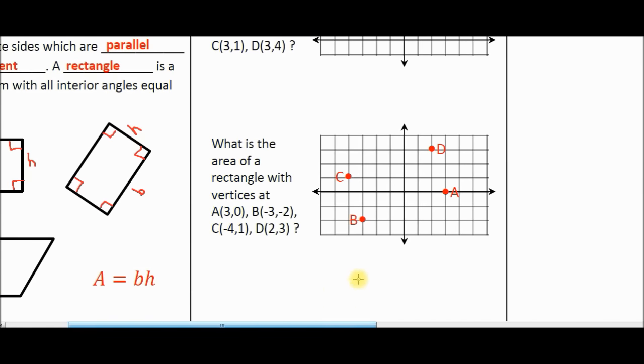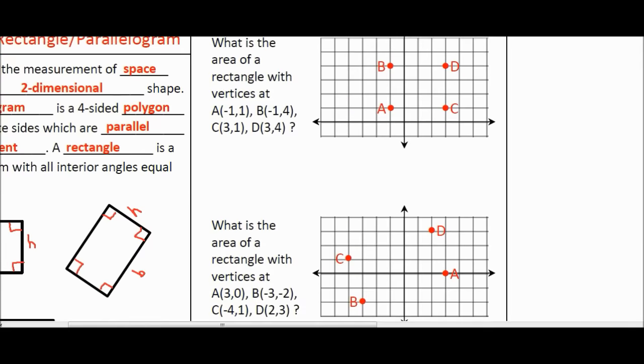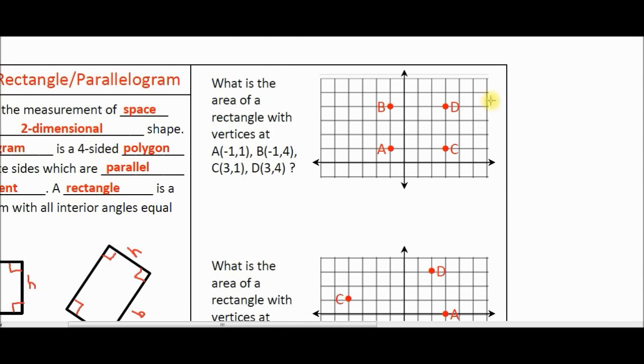And now let's go ahead and apply this. Question number 1: what is the area of a rectangle with vertices at A, -1, 1, B, C, and D? You see there are our vertices, and there are 4 vertices. That means it's going to be a quadrilateral. And I can see when I draw these sides in, this is actually going to be a rectangle.